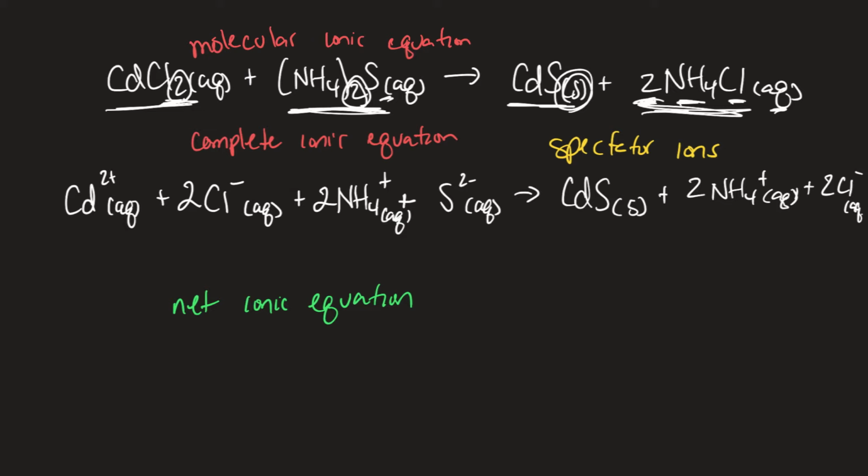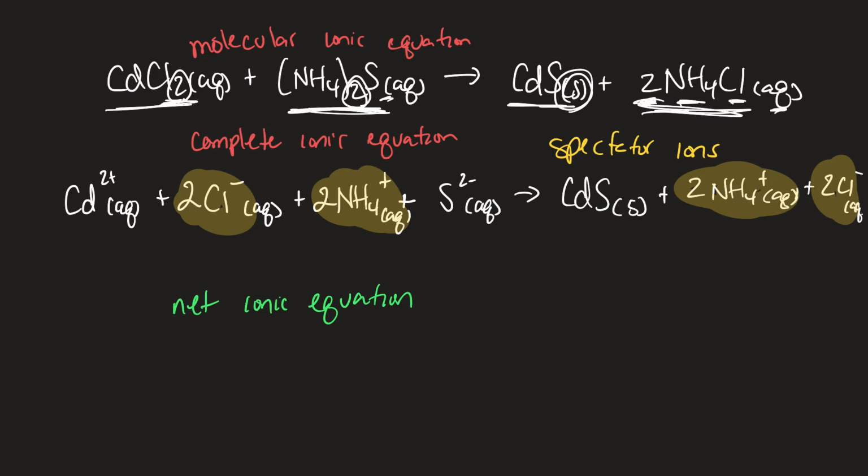When we're looking at this, if you look through it, hopefully you notice that chloride, two chlorides, is a spectator ion. Also, hopefully you notice your ammonium ion is also a spectator ion. It doesn't go through any changes throughout the chemical reaction.